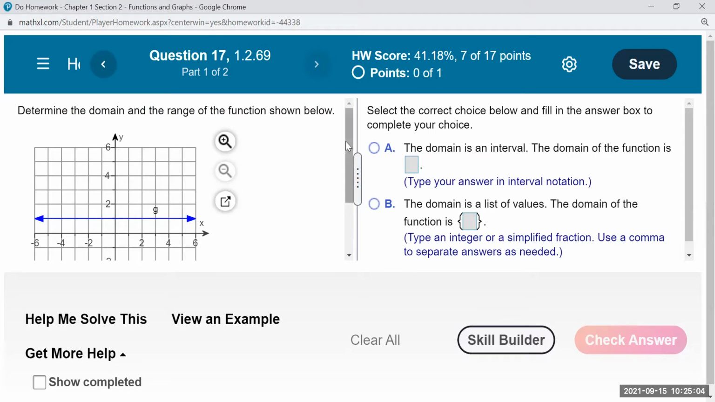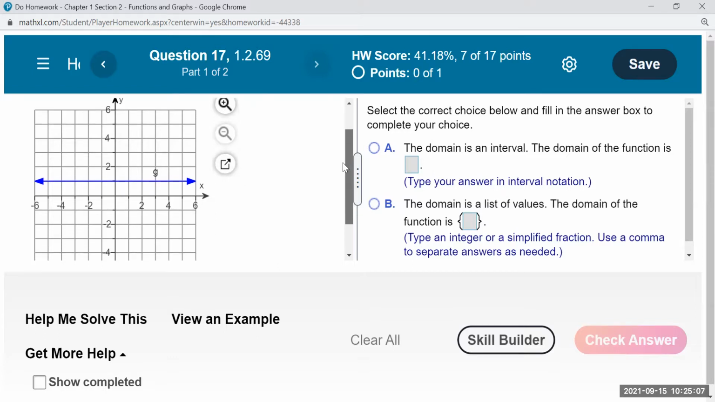What's the domain of this interval? Is it a function, first off? Yeah, because if we drew vertical lines everywhere, it would only cross it once. So it is a function. What's the domain?